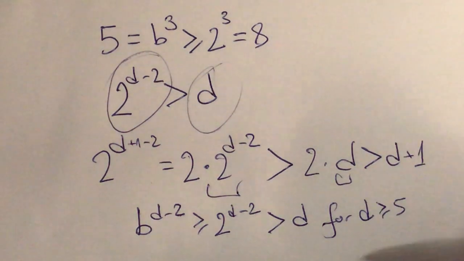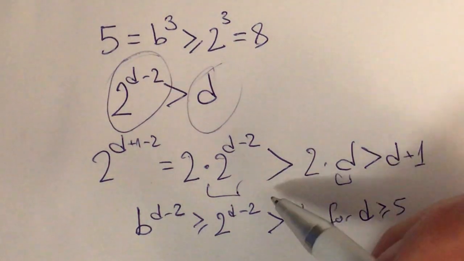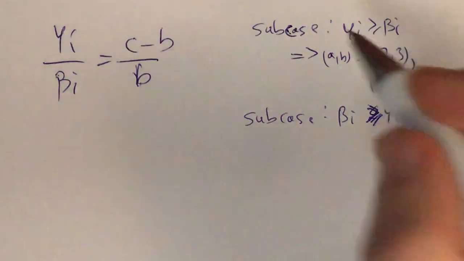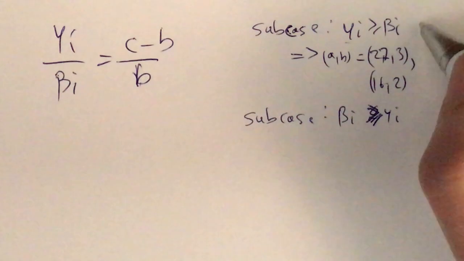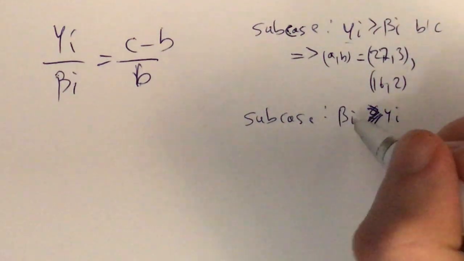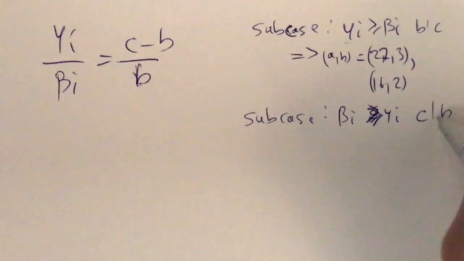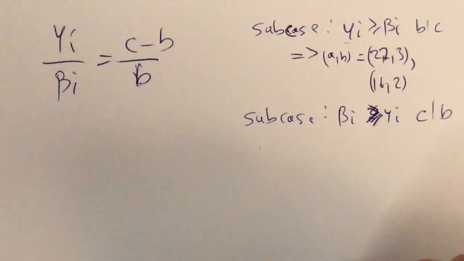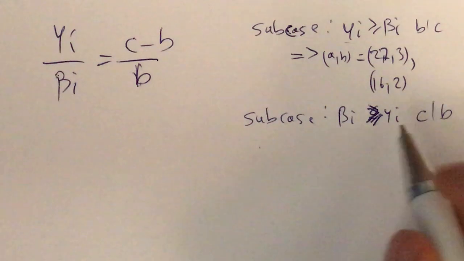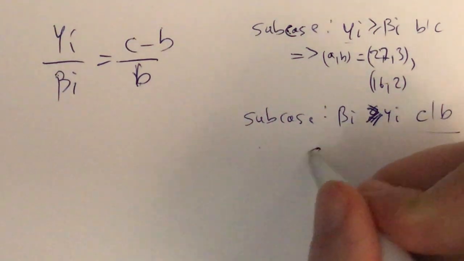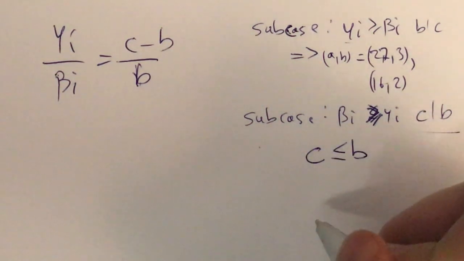So now that we found all the solutions in this subcase, let's move on to the other subcase. Now that we've solved the subcase gamma i greater than beta i, which implied that b divides c, we have the opposite case, namely where c divides b. However, take a minute and see what happens with this case. Well, what happens is, if c divides b, that means c is less than or equal to b.